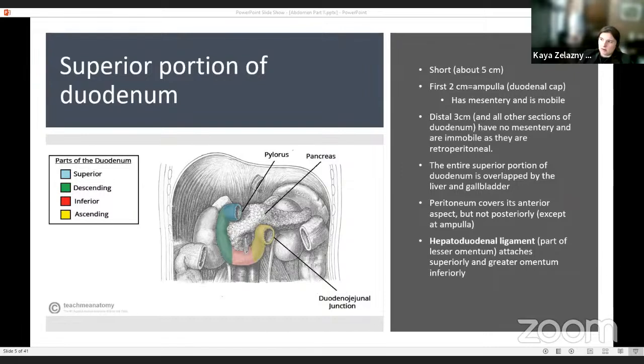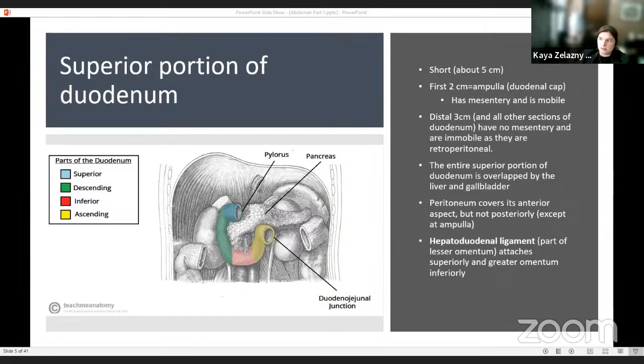Okay. Now, the next 3 centimeters after that first 2 are not going to have a mesentery. They're going to be immobile. They're going to be plastered into the posterior wall of the abdomen. So we're going to consider them retroperitoneal. And at that point, they're kind of stuck, right? So as you're looking for the duodenum, you may be able to find this flexible end of it, that ampulla, those first 2 centimeters, but then it's going to be essentially diving back into the wall of the abdomen.